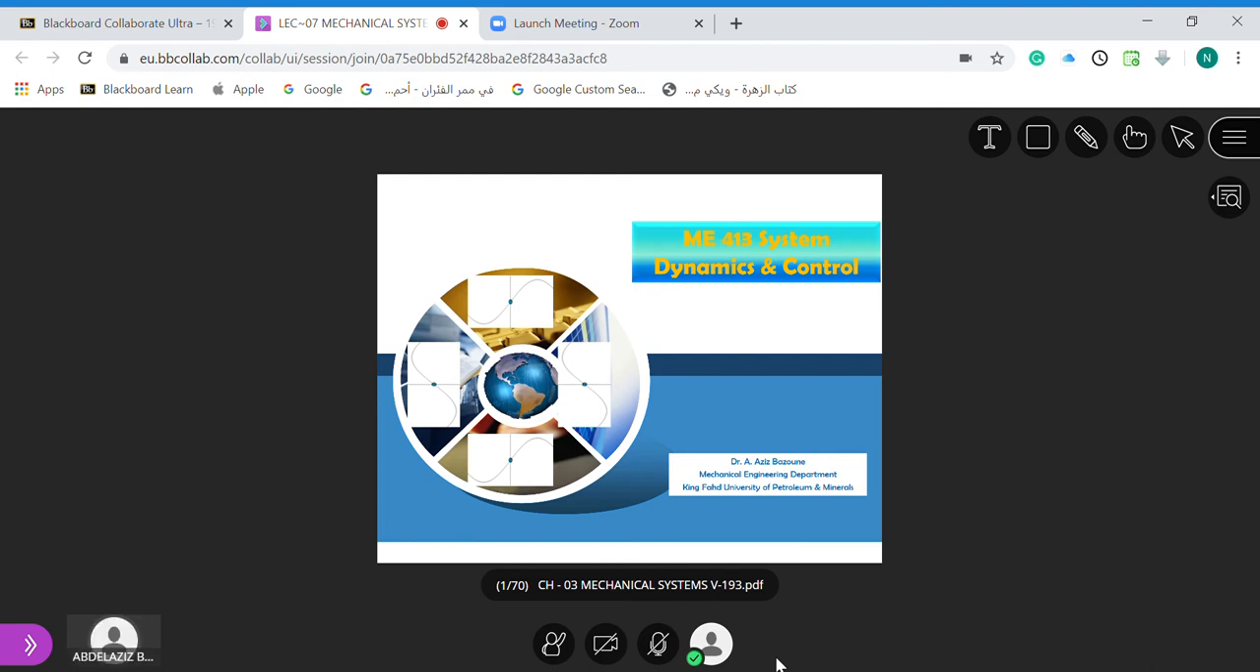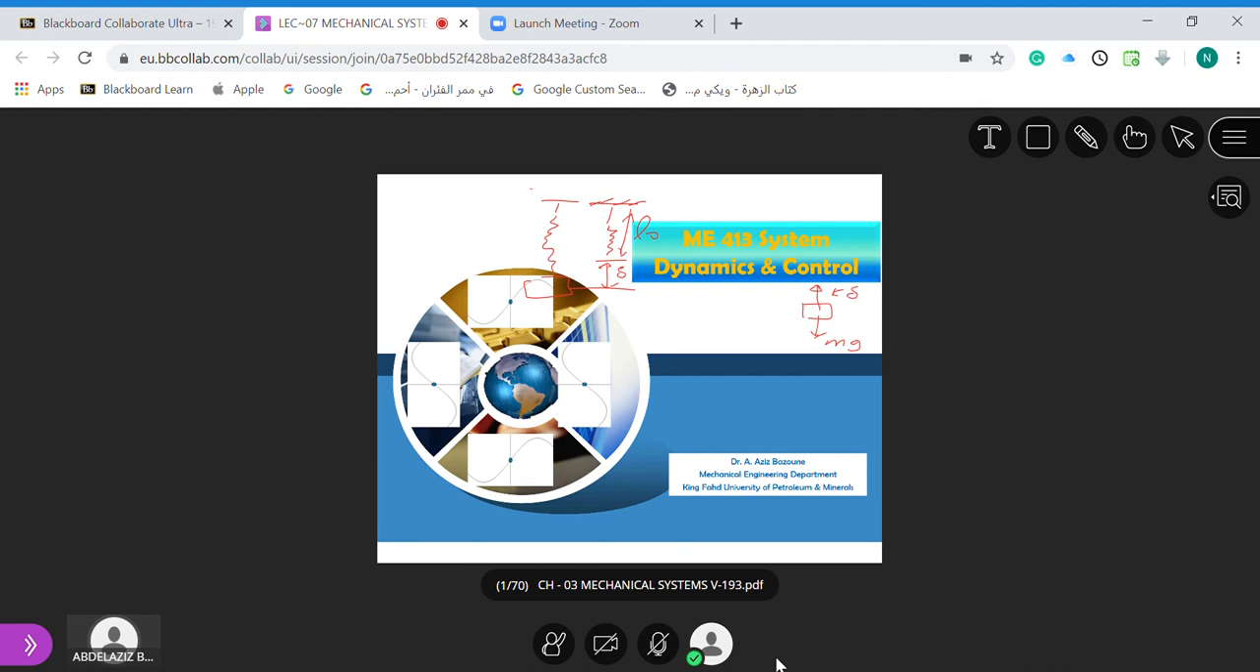Now Shabab, when the spring is here, I just bring the pen, it is not working with me now. We bring the spring, it has length L naught. This is the length L naught. Now when I put the mass, the spring will have a length L naught plus delta. This is because of the mass. I put the mass here, right? Now my free body diagram will be mg and k delta, the amount of elongation.